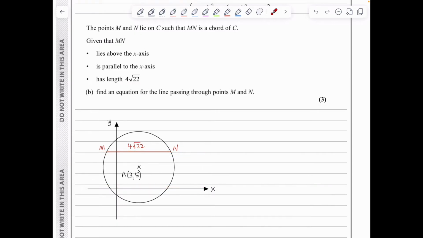Now if I join A with N, it's obviously a radius which has a length of 13, and then dropping the perpendicular from the center of the circle to MN. This means that we've got a right angle there, and we have just halved the length of MN. So this part here is 2 root 22, and I will call this height H. So if I just find the value of H, I know that from the y-coordinate of the center of the circle, I will proceed H units upwards to find the equation of this horizontal line.